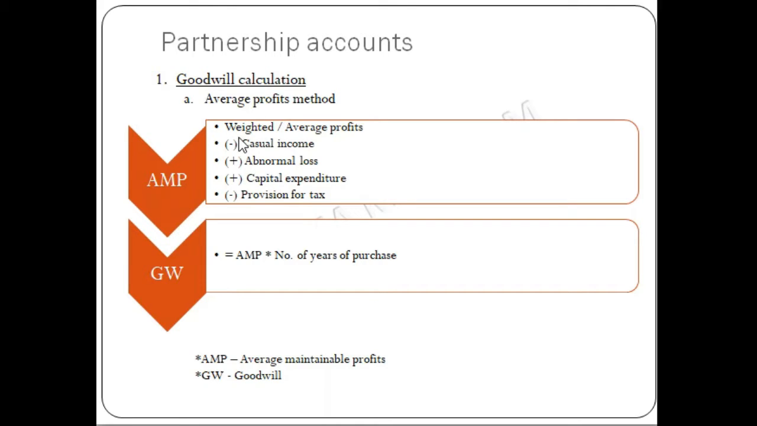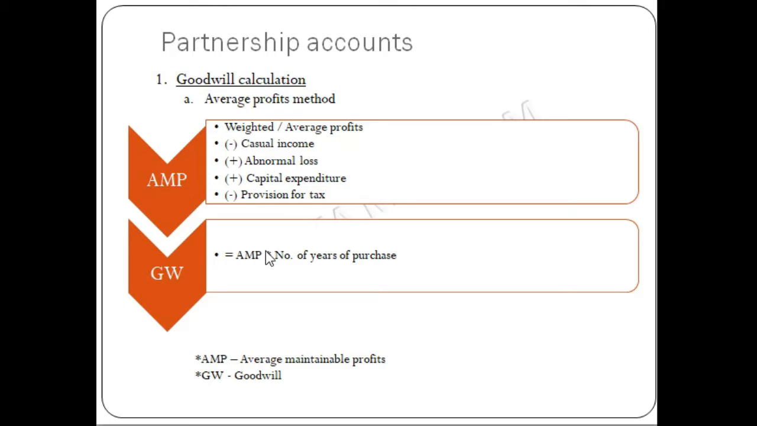Under average profits method, first you arrive at the average profits of the specified period mentioned in the question. The question will mention the period, say 3 years or 5 years, and will also provide you with the profit figures for those 3 or 5 years. Subtract any casual income if mentioned, add any abnormal loss if mentioned, add capital expenditures if mentioned, then subtract a provision for taxation. You will arrive at average maintainable profits.